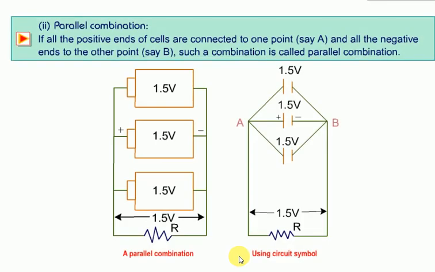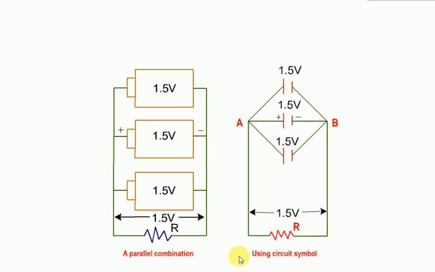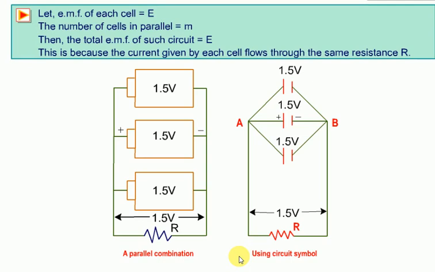If all the positive ends of the cells are connected to one point, say A, and all the negative ends to the other point, say B, such a combination is called parallel combination. The external resistance is connected between the points A and B, as shown in figure 6.5b. Now, let the electromotive force of each cell equal E and the number of cells in parallel equal M. Then the total electromotive force of such a circuit is equal to E. This is because the current given by each cell flows through the same resistance R.